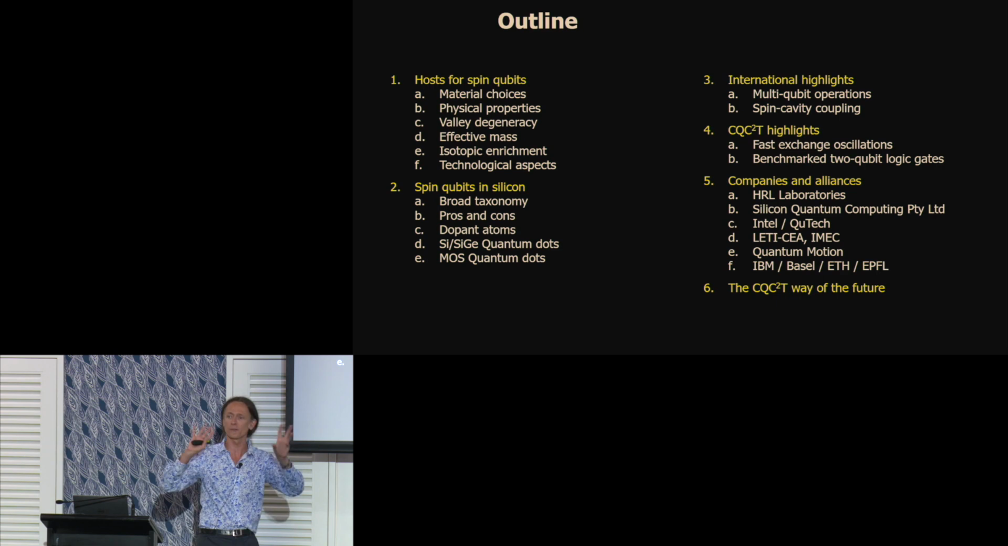And then, having made the decision that we're making spin qubits in silicon, I will do a bit of a taxonomy of the spin qubits, the different pros and cons of various implementations, and then talk about dopants, silicon-silicon germanium dots, and MOS dots.